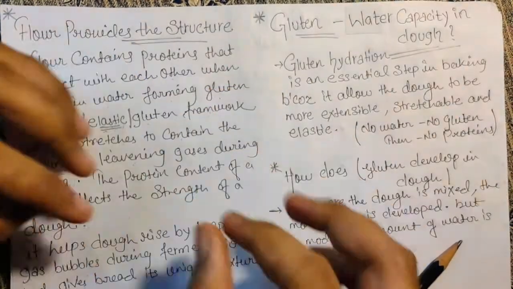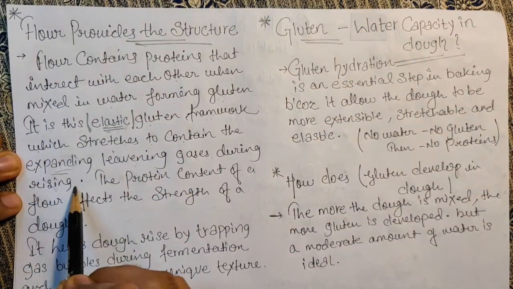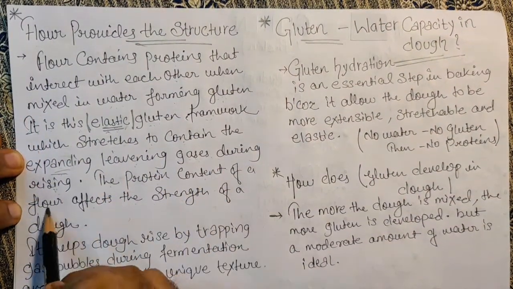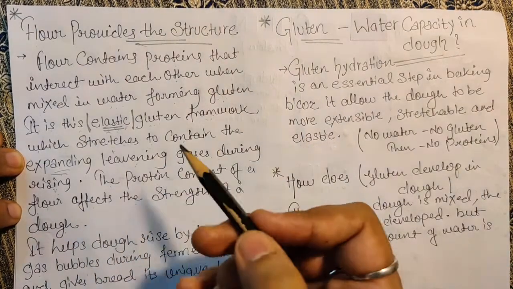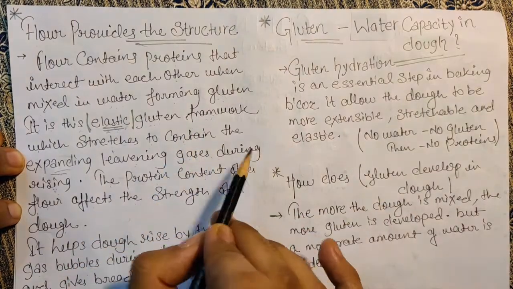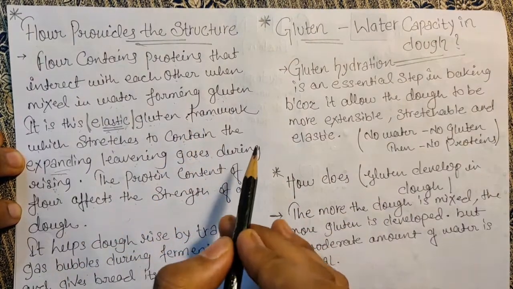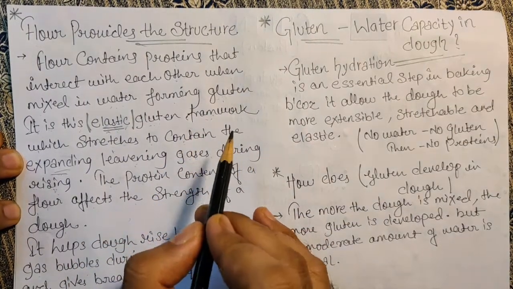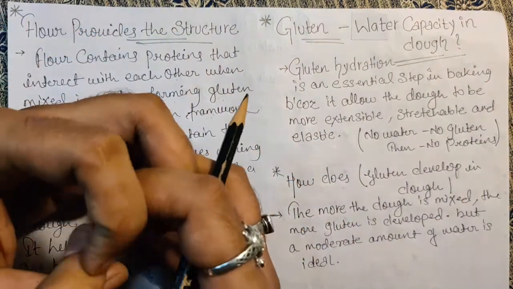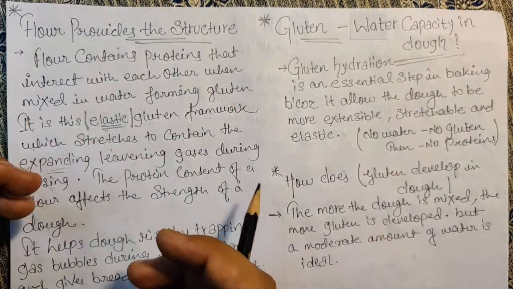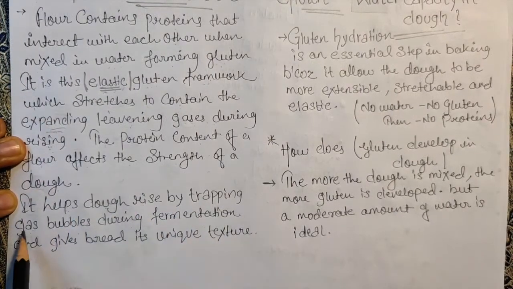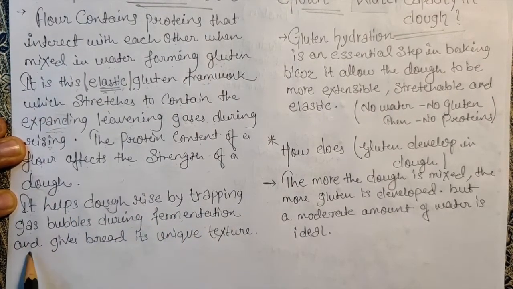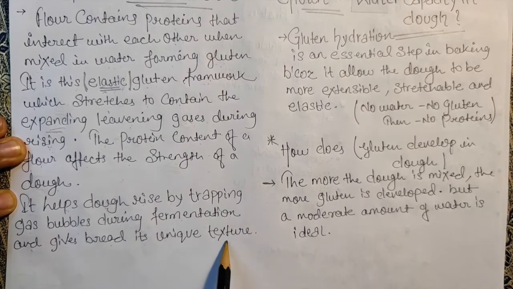Understanding this? Gas during the rising, right? The protein content of a flour affects the strength of a dough. So how much gluten you have in your dough matters, right? How strong the flour is that you're using determines the formation, the volume and the crumb that you're going to get, right? It helps dough rise by trapping gas bubbles during fermentation and gives bread its unique texture.